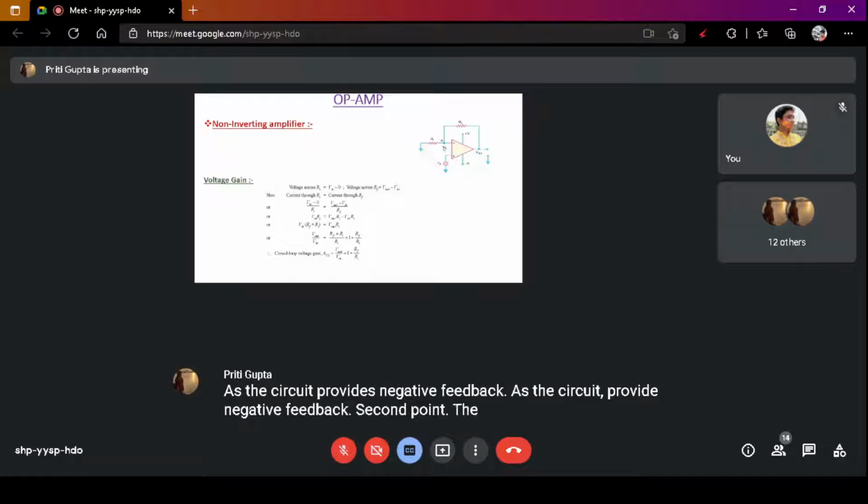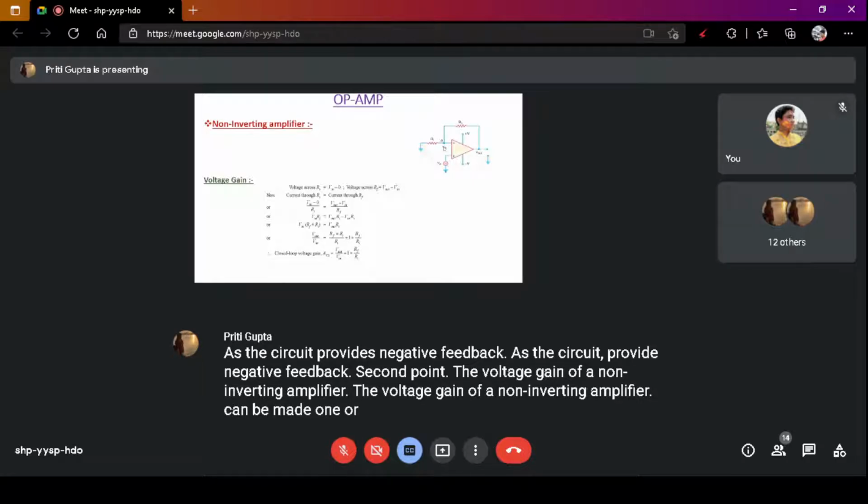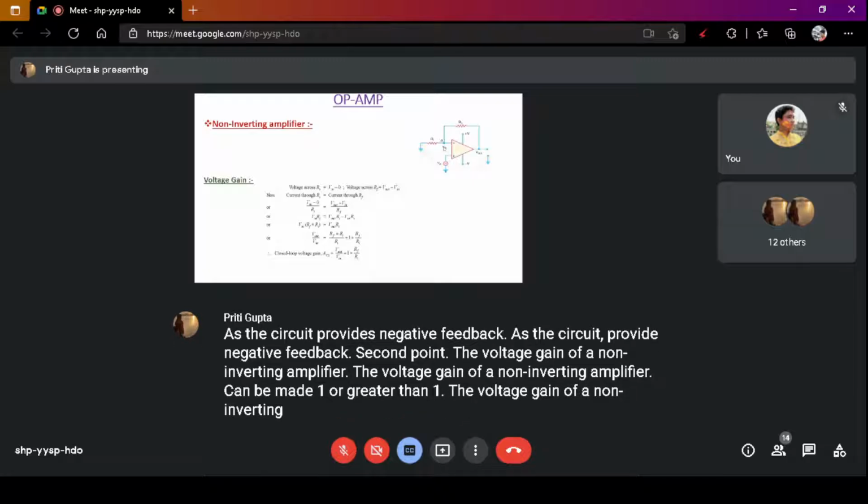The voltage gain of a non-inverting amplifier can be made 1 or greater than 1.